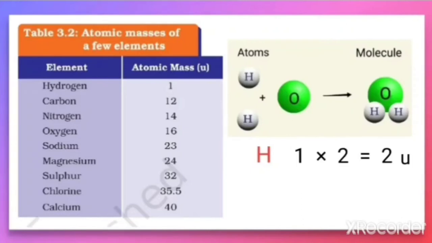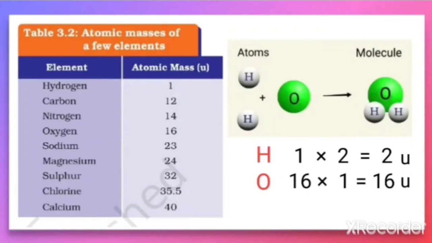But there is an oxygen atom also. What is the atomic mass of oxygen? Look at the table and tell me. That is 16. Since in the water molecule there is only a single oxygen atom, we have to multiply it with 1. So it gives rise to 16 into 1 equal to 16 U.